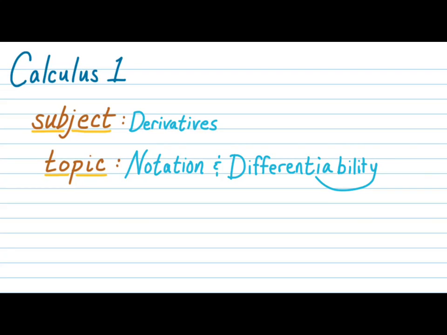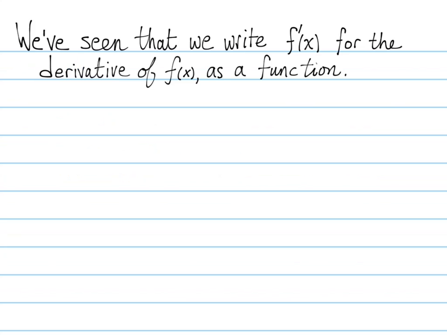So welcome back. We're going to be talking about some different notations that we use for taking the derivative, as well as the concept of differentiability. So far what we've seen is that what we normally write is f prime of x for the derivative of f of x as a function. And that f prime of x is the same thing as the limit as h goes to 0 of f of x plus h minus f of x, all divided by h.